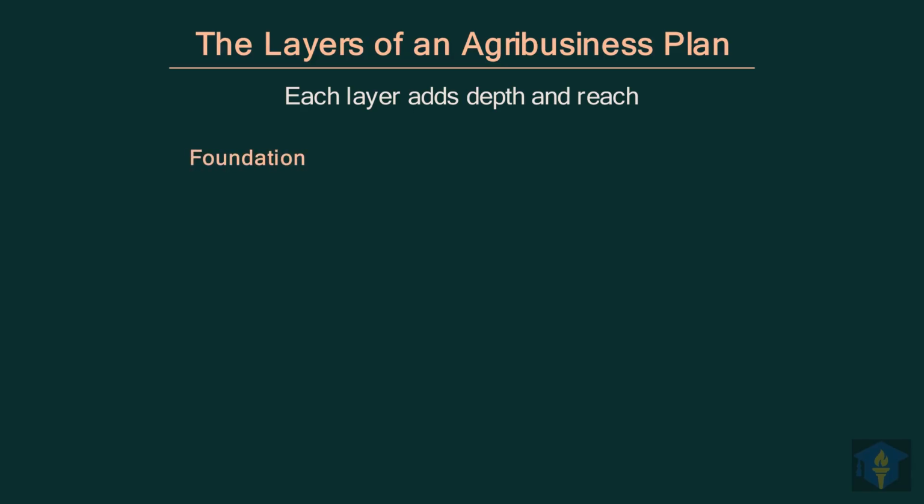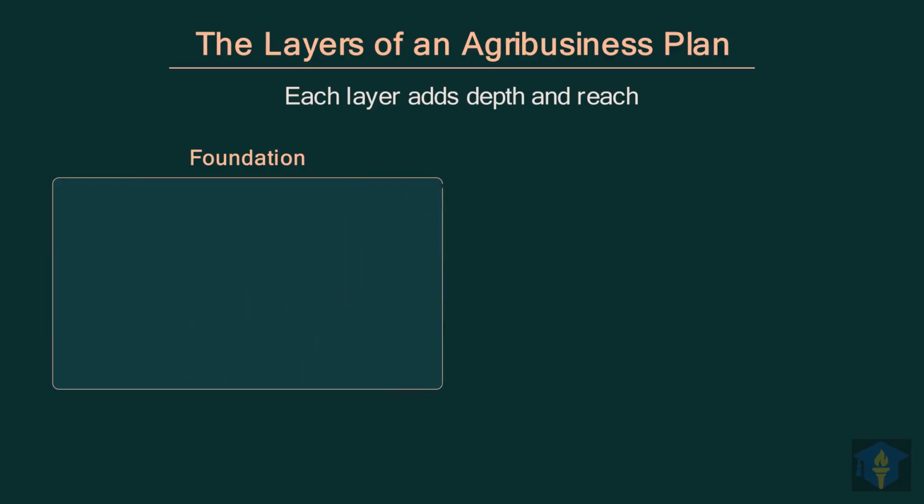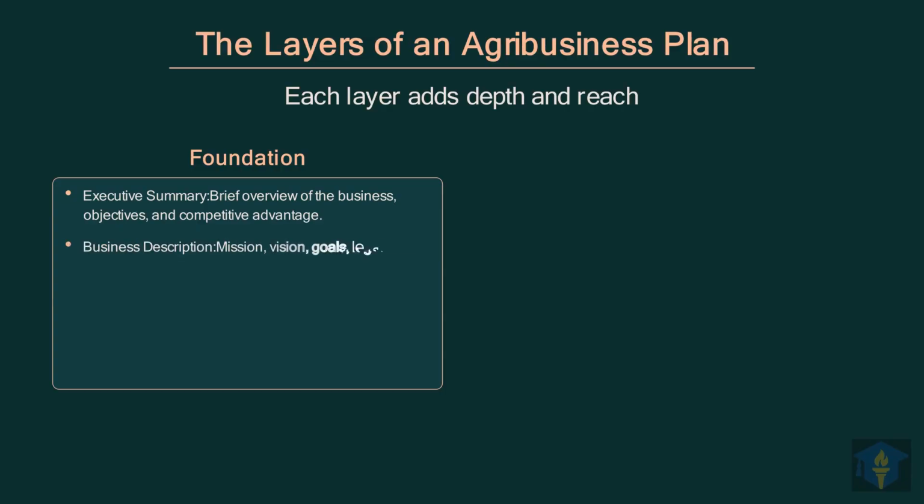The foundation layer includes essential elements that form the base of your agribusiness plan. The executive summary provides a brief overview of your business, its objectives, and your competitive advantage in the market. Your business description should clearly state your mission, vision, goals, legal structure, and location details.